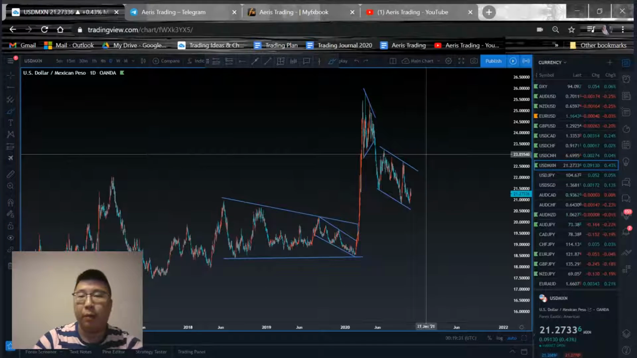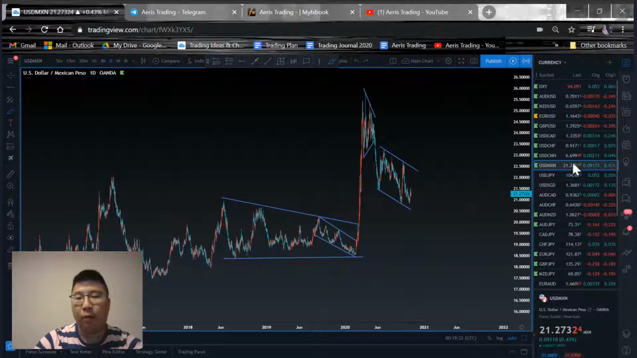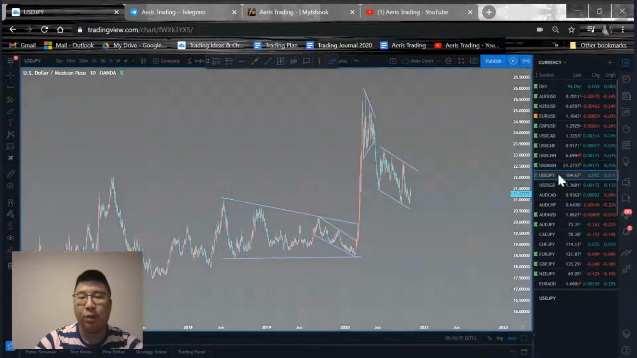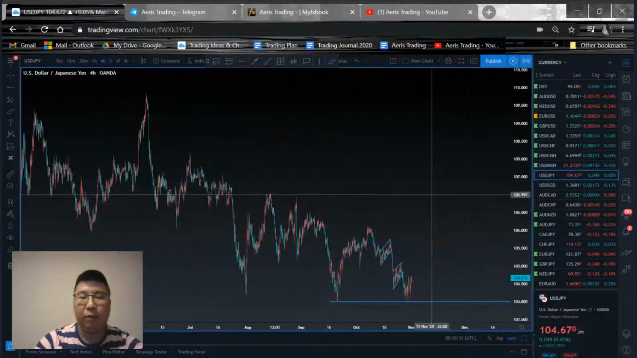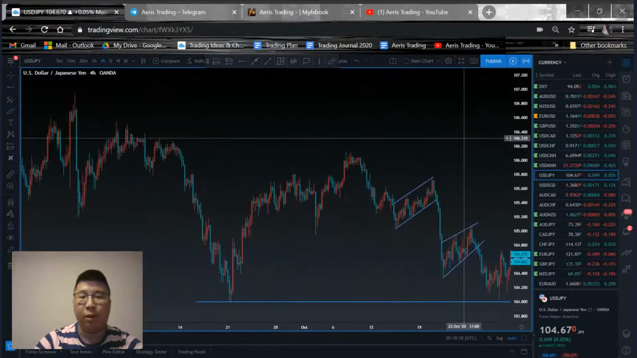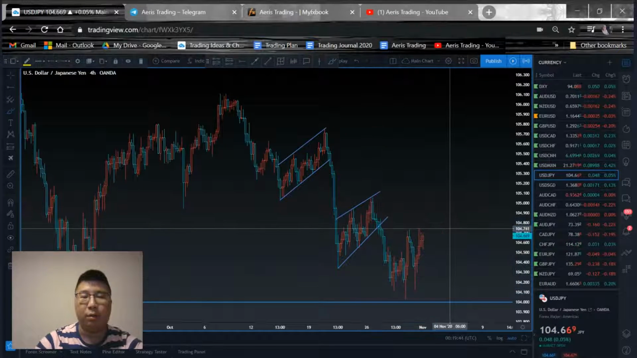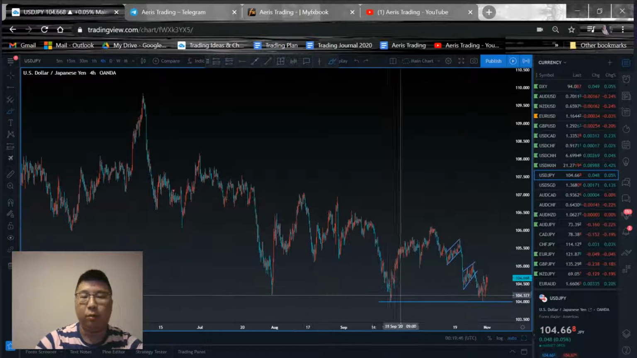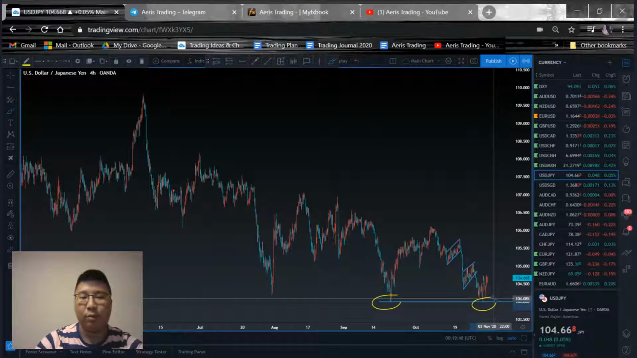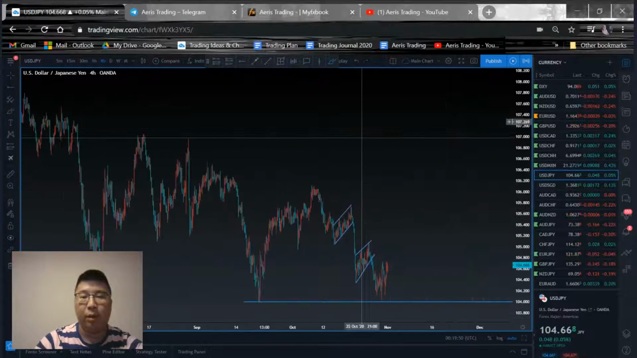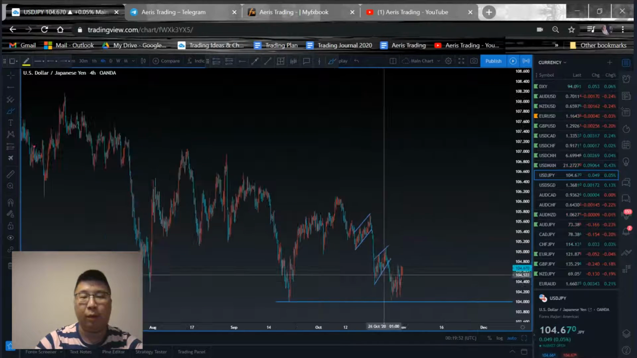All right, so that is all the dollar. I think we went over all the major dollar pairs. I'm not interested in dollar yen. If some of you guys are interested, I'm not too interested anymore when price is just in this overall consolidation. I don't know if price is going to break this or bounce off this, so I'm staying out of this.